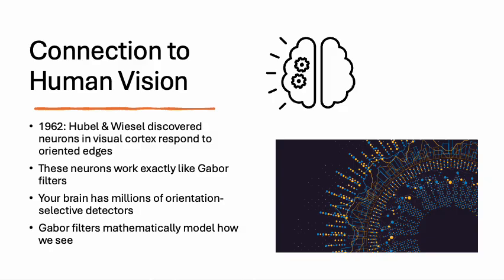Here's the amazing part. In 1962, scientists Hubel and Wiesel discovered that neurons in our visual cortex respond to specific edge orientations. A neuron tuned to vertical edges won't fire for horizontal ones. Gabor filters mathematically describe exactly what these brain cells do. Evolution spent millions of years optimizing vision, and Gabor filters capture that solution.